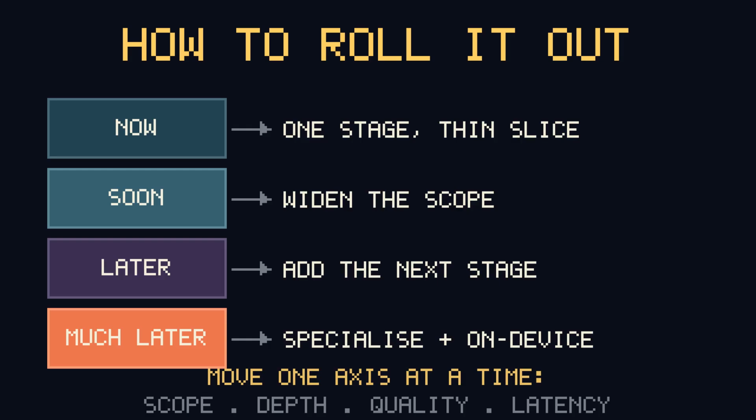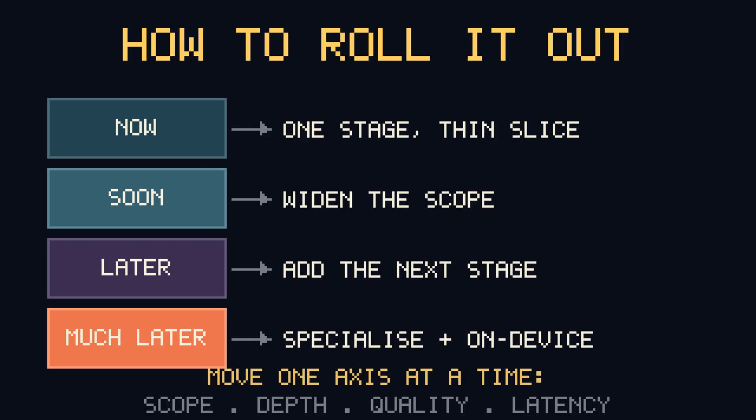Then, soon after, widen the scope, not the depth. Same stage, more of the catalog. This is where you find out whether the quality that was fine on 5% of your data still holds at 50%. And this should be a relatively easy upgrade because architecturally there's nothing changing. You're just widening the scope.